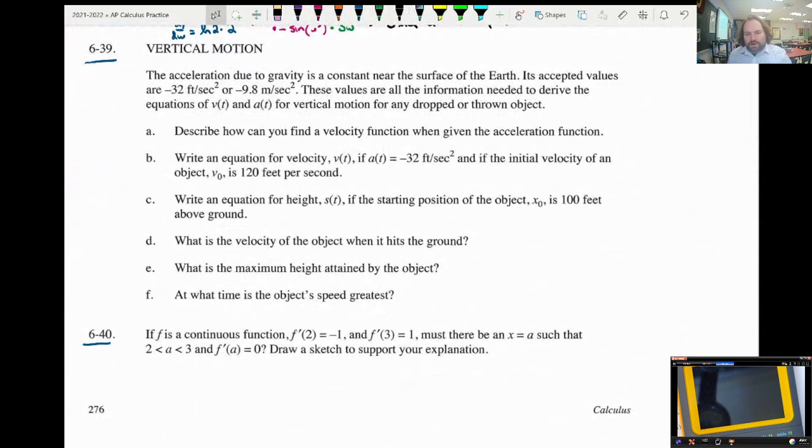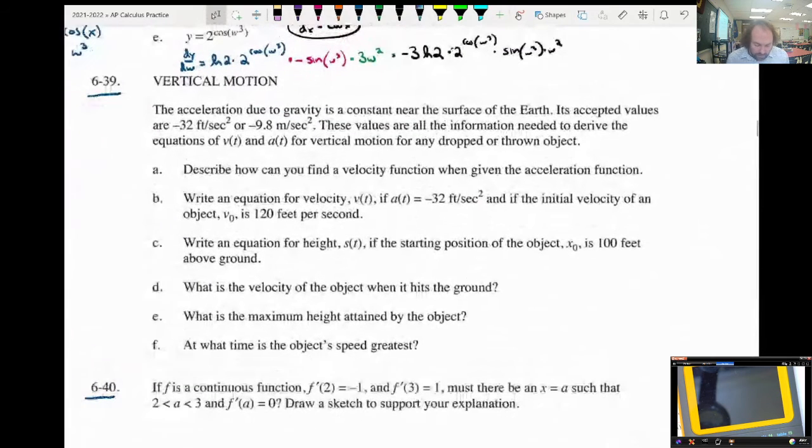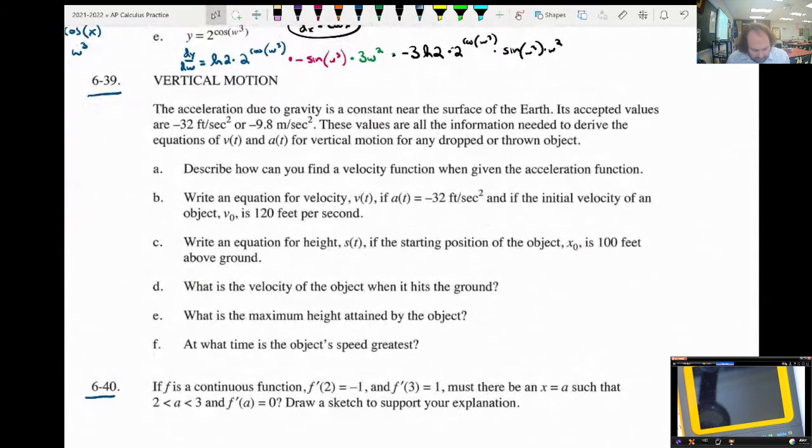Okay, let's deal with a vertical motion problem here. I know we're at the 23-minute mark here, but we're going to keep going. I have been taking a lot of time to explain things, too. You guys are awesome. Thanks for keeping up with this. I know it's a lot of work here in March of your senior year.